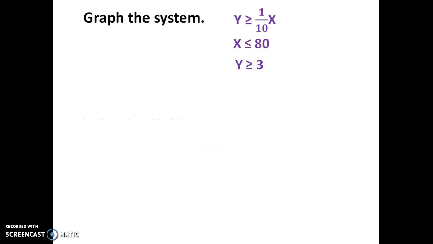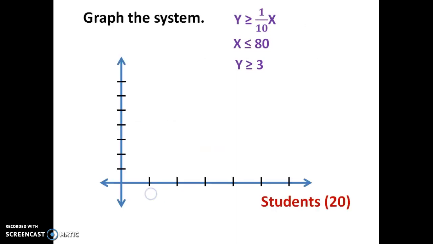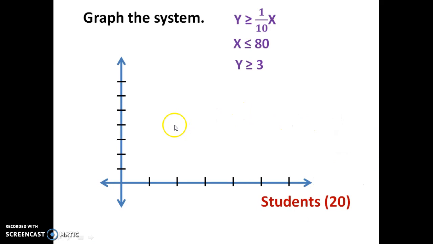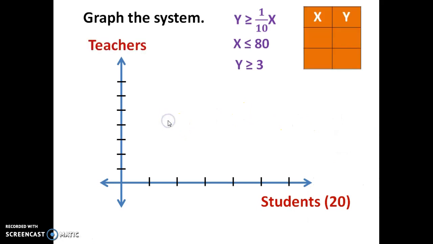So let's go ahead and graph this system. Here we're going to have students going up in increments of 20, and teachers will go up in increments of 1. We'll first look at y is greater than or equal to 1/10 x. If we substitute in 0 for x, we get that y would have to be greater than or equal to 0. And if we substitute in 10, we get a y value of 1. So we graph the points 0, 0 and 10, 1.